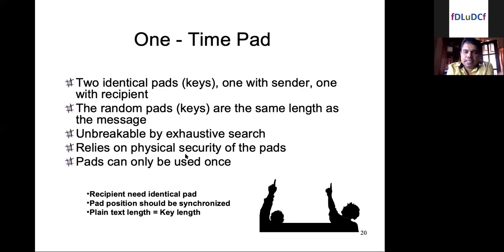Basically, the idea of the one-time pad is to share a security key between the sender and the recipient, and that key is shared as manual pads, random pads. Those pads have random text, and we use that random text as the keys for encryption and decryption.